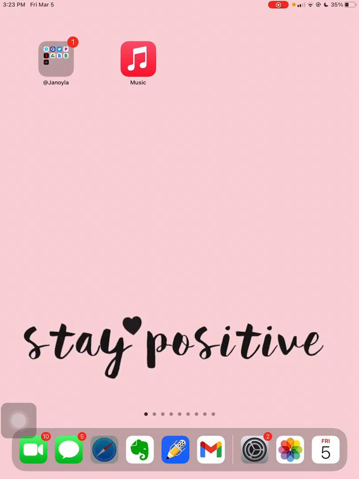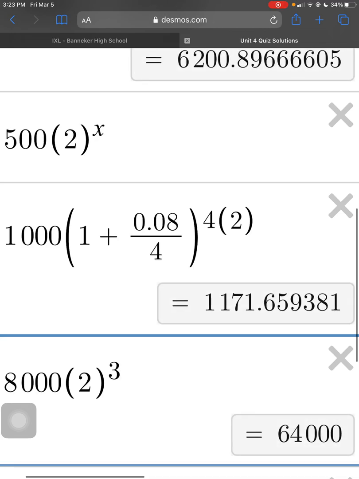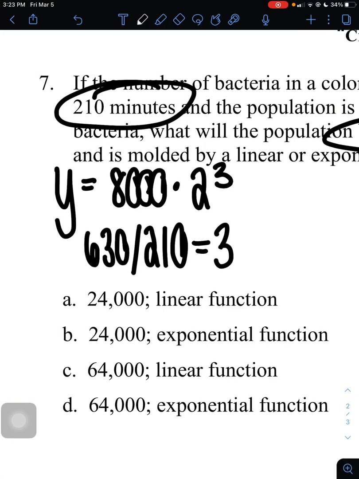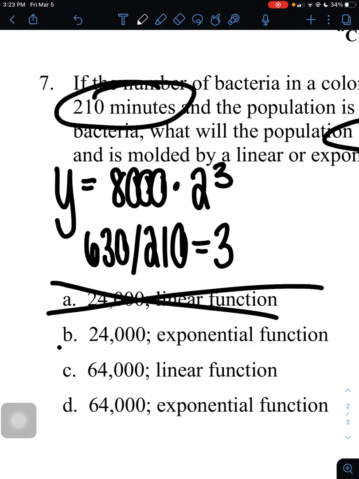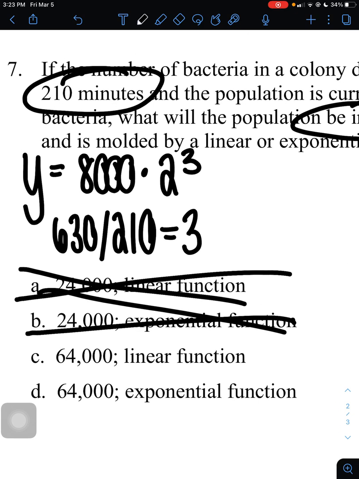Now I put this in the decimals. I see that that last equation at the bottom is 64,000. So I need to already go ahead and X out answer choice A, answer choice B. They're wrong. Now C and D, they're going to lead me to the right answer.